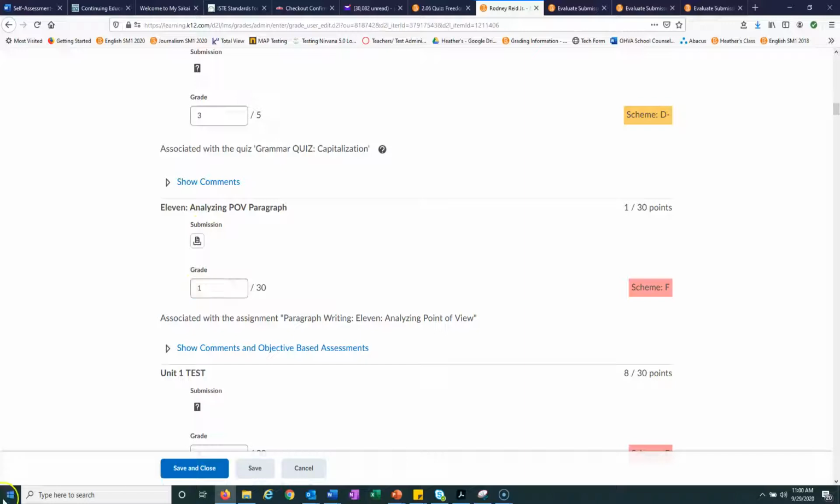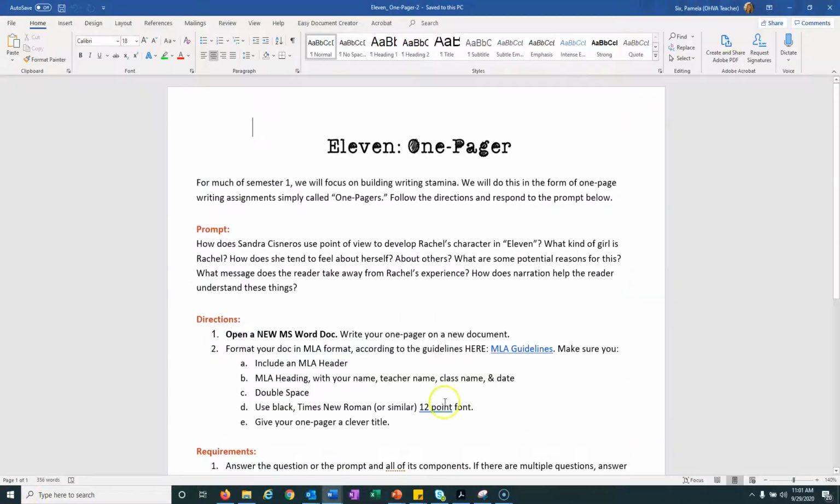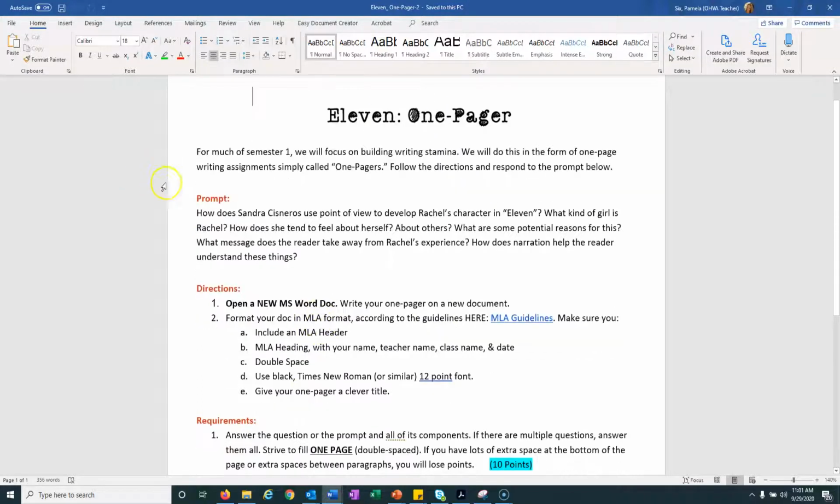So for this assignment, I'm going to pause for just a second. All right, sorry about that. I wanted to pull this up so he and you would know exactly what I'm referring to when I'm talking about the paragraph assignment. So this is the 11 one-pager. The prompt is right here, what he would need to write about. And basically, we cover this in class together.